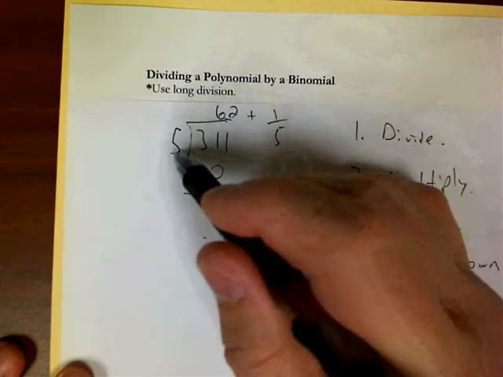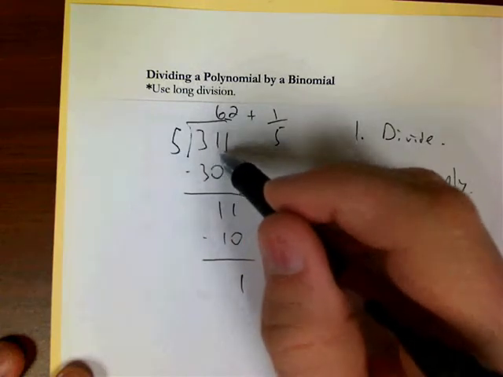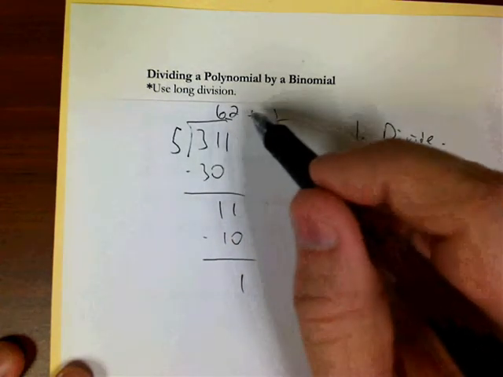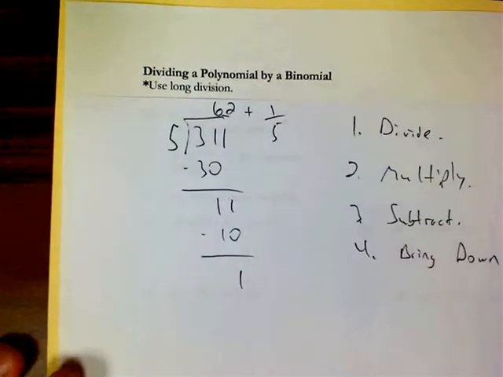5 is called the divisor. 311 is called the dividend. 62 is called the quotient. And 1 is called the remainder.